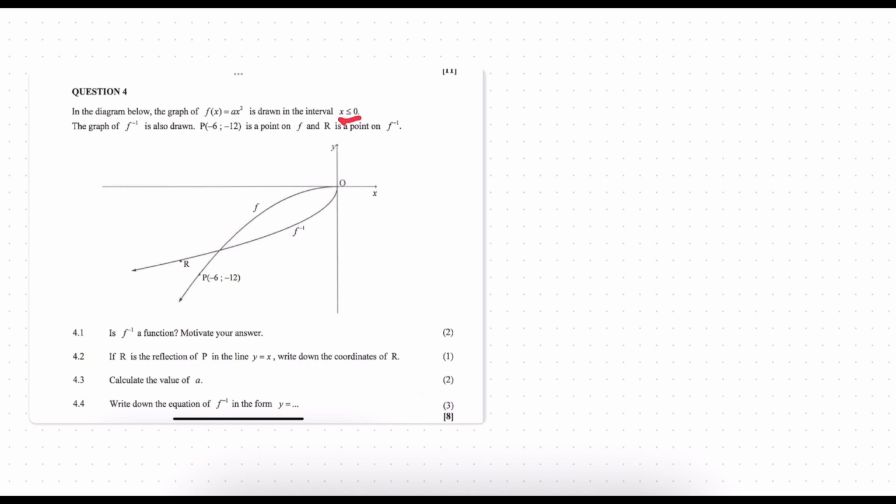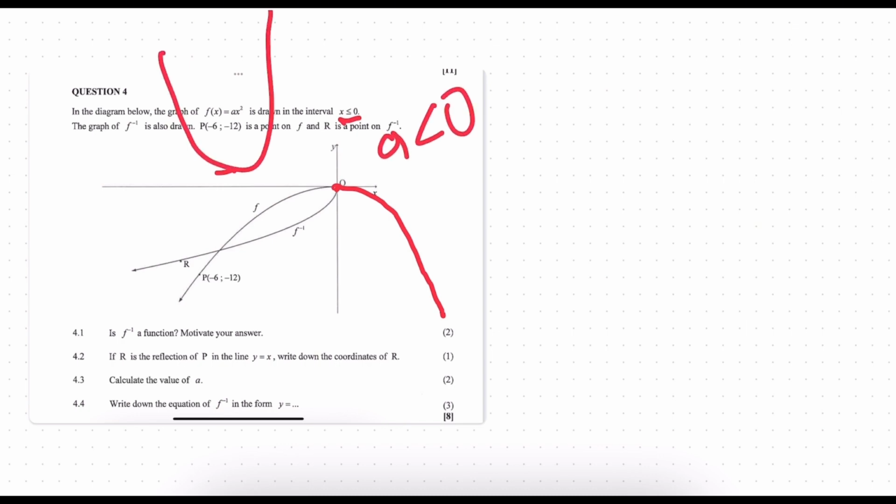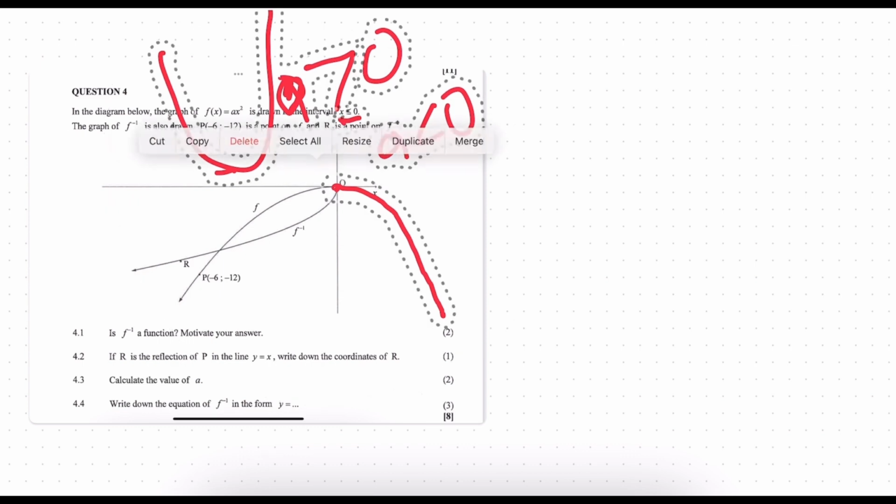Okay. I'm thinking this graph is drawn only in the negative interval. Maybe it was going to proceed like this because it's a parabola, I guess. So that means my a is less than 0, hence it's facing downwards. If my a is greater than 0, it's going to be facing upwards according to the lessons that we had.